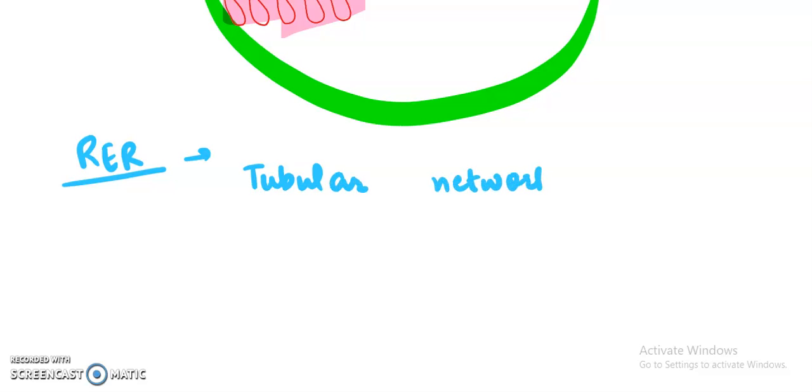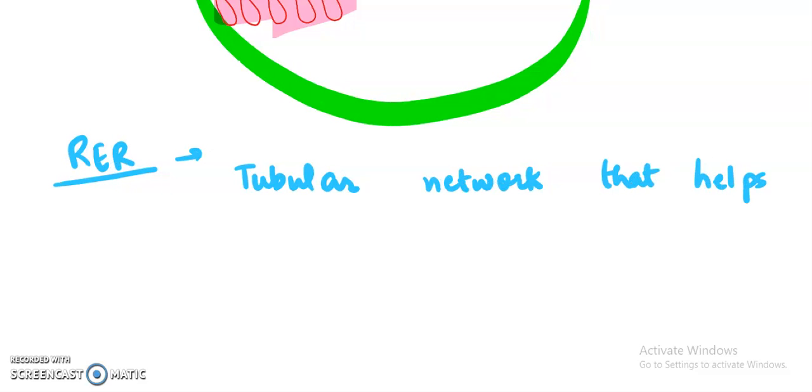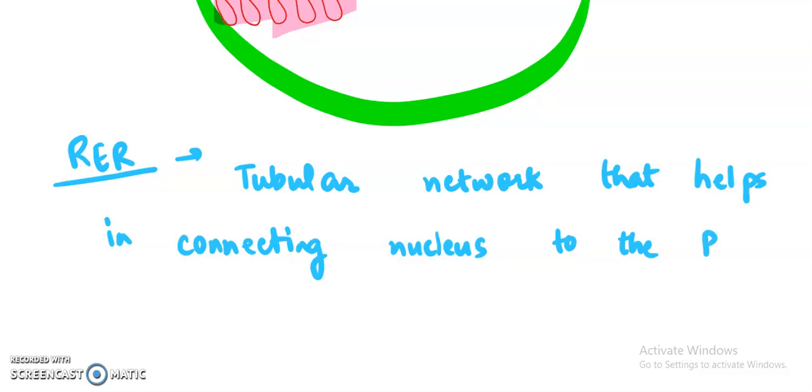Now we will talk about RER. It is a tubular network. Okay. It is a tubular network that helps in connecting the nucleus to the plasma membrane. Okay. With each cell organelle, you must know the structure, where they are found and what their function is. This is mandatory to know.